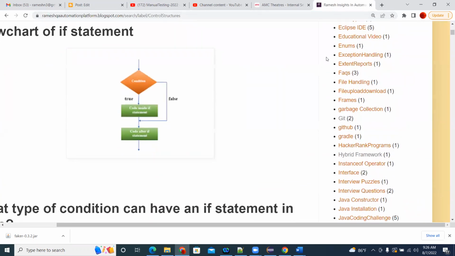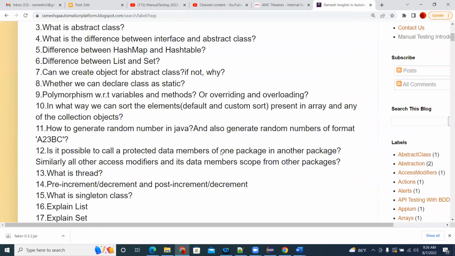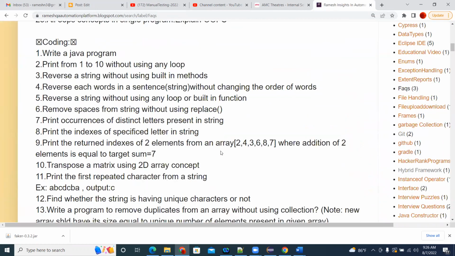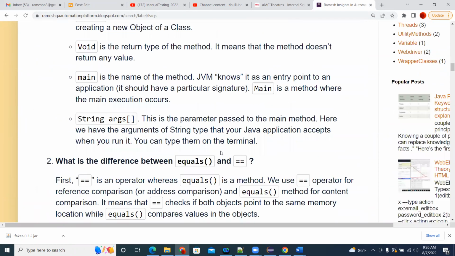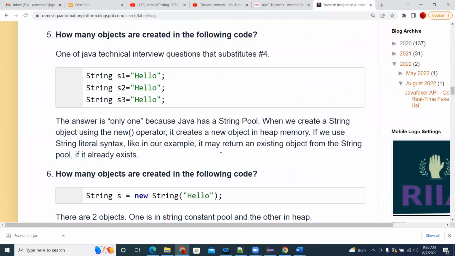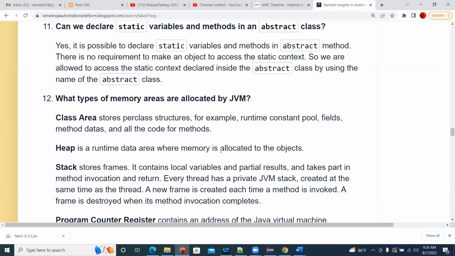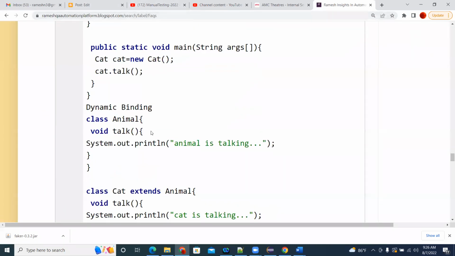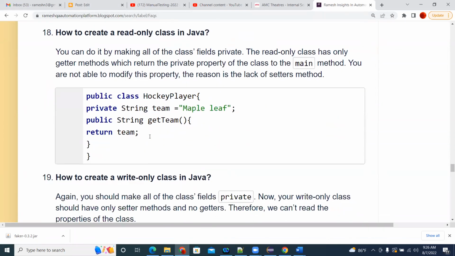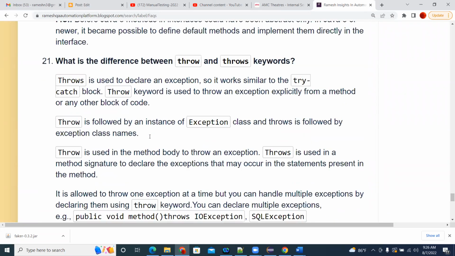You can find FAQs, Java interview questions, coding questions, Java interview questions with answers. So much information you have here. It's all your patience. You have to search here, FAQs, right? FAQs label, you can find them. See, all the things I have kept very clearly with answers also.